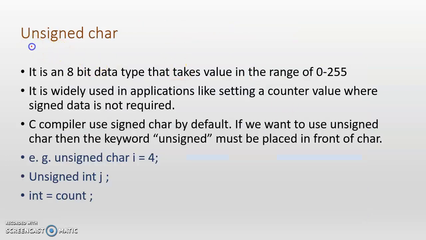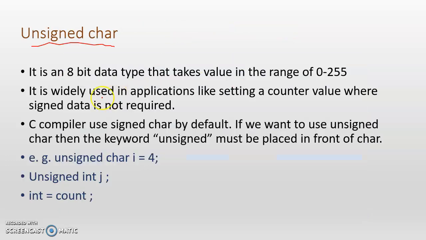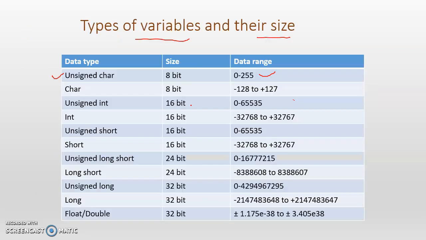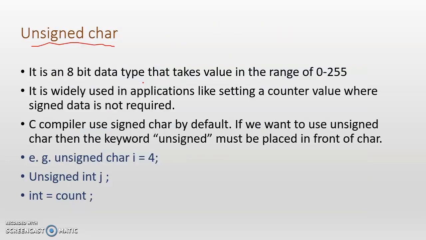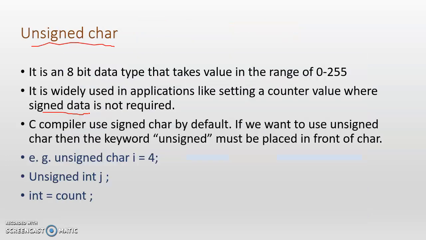For example, one I have explained here, unsigned character. It is an 8-bit data type that takes a value in the range of 0 to 255. So unsigned, it is 8-bit and the range is 0 to 255. It is widely used in applications like setting a counter value where signed data is not required. I just said that it is used for counting values, right? So there is no need for signed data, so we can simply use unsigned character.